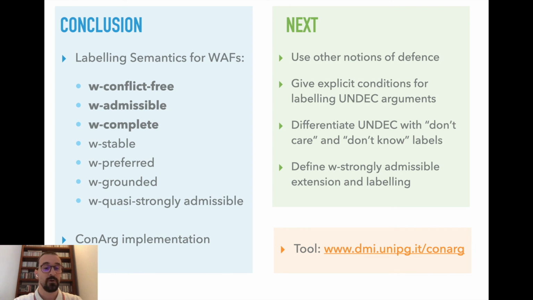And for the future, we want to, first of all, use different notions of defense to obtain different kinds of weighted labelings. And we also want to work on the undecided label. We can, for example, give explicit conditions to identify undecided arguments. And we can also differentiate this label into 2 sub-labels according to the don't care and don't know policies. And finally, we also want to investigate other weighted extensions and adapt them for the weighted labeling.